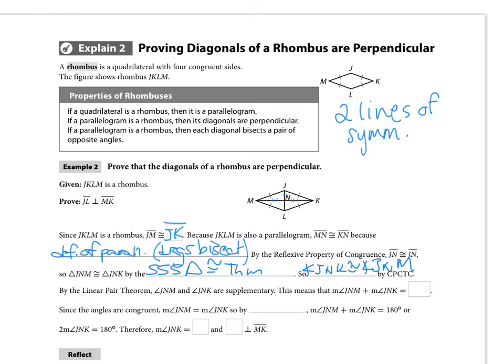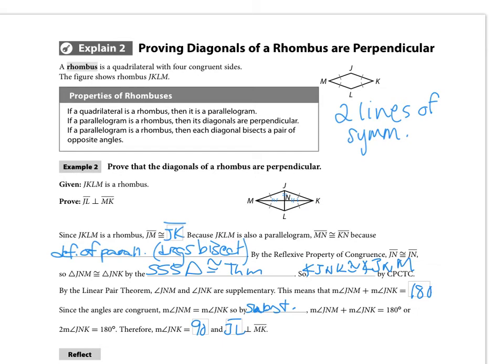then that means they add up to 180 degrees, their measures. And since the angles are congruent to each other, by substitution, the 2 measures are the same, or in other words, twice one measure equals 180. So therefore, at the end of this paragraph proof, the measure of angle JNK equals 90 degrees, and therefore we've proven what we set out to prove, which was that JL was congruent to MK.